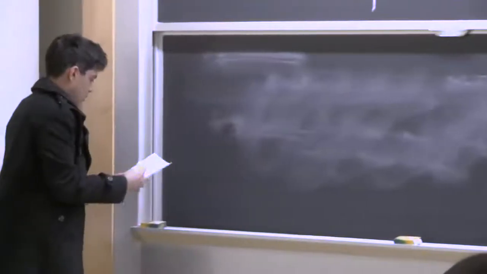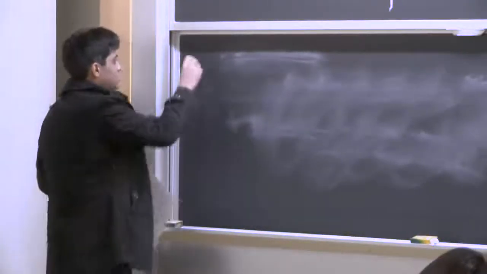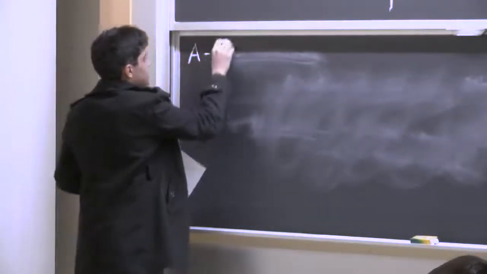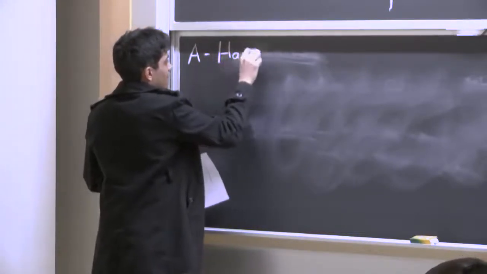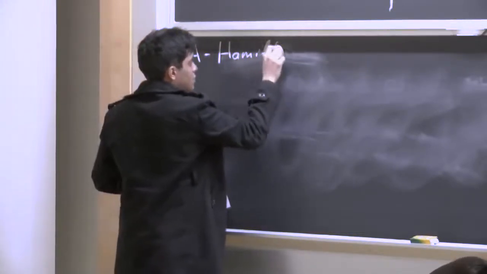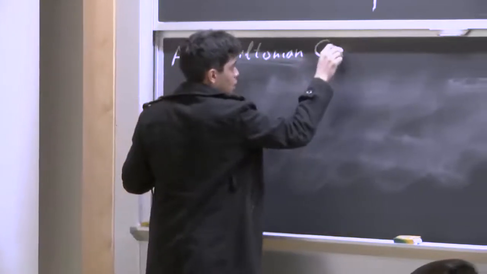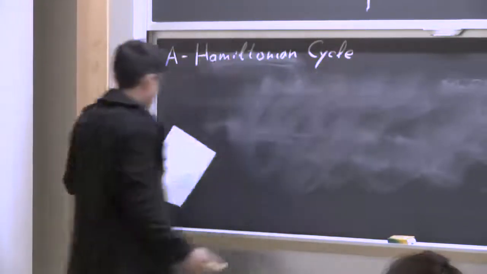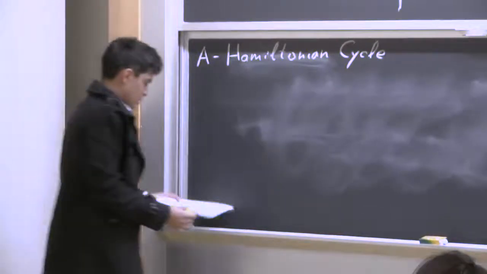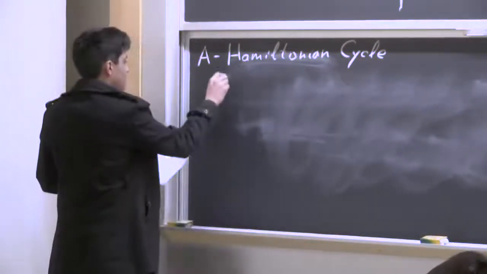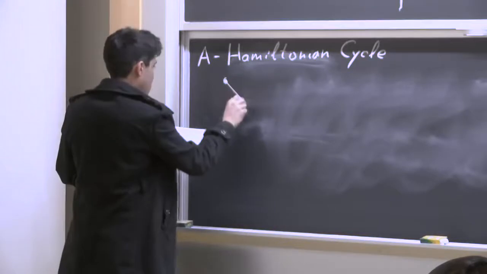The first problem we're going to reduce is the Hamiltonian path. A well-known NP-hard problem is the Hamiltonian cycle. So here our A is the Hamiltonian cycle. What's a Hamiltonian cycle? Let's say you have a graph.